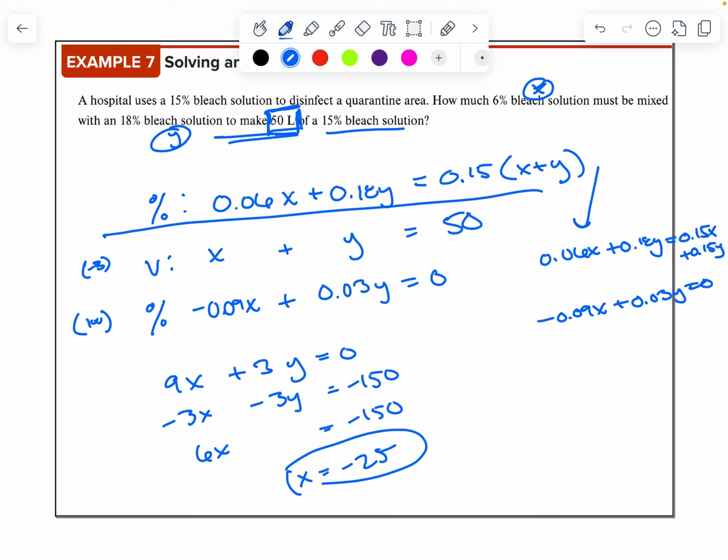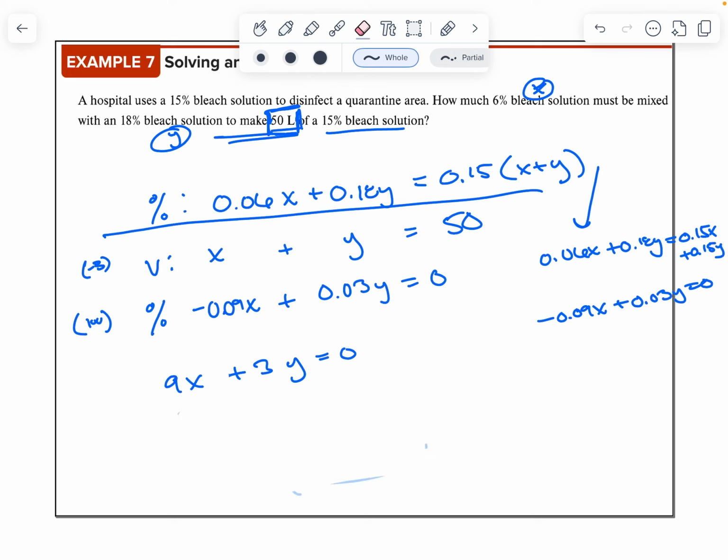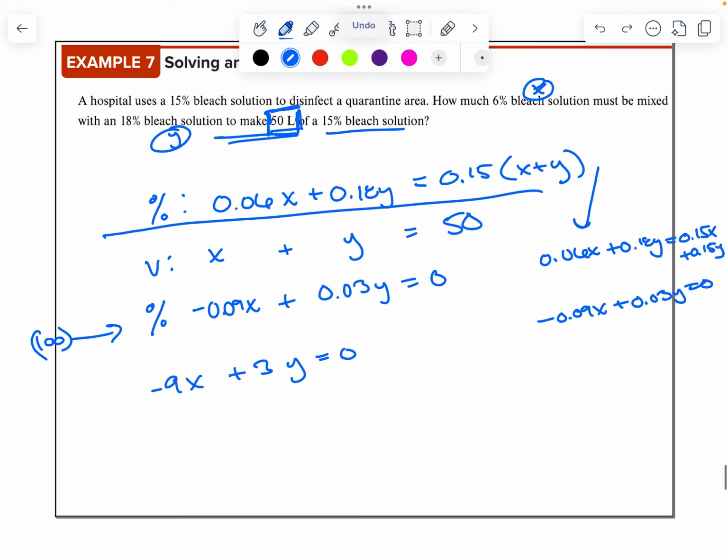Negative 0.09 plus 0.03. Oh, man. I see it now. When I multiplied this equation right here by 100, I didn't keep my negative sign. You see that negative sign right there? That's where I messed up. I didn't keep my negative sign. I knew I'd set this up correctly.